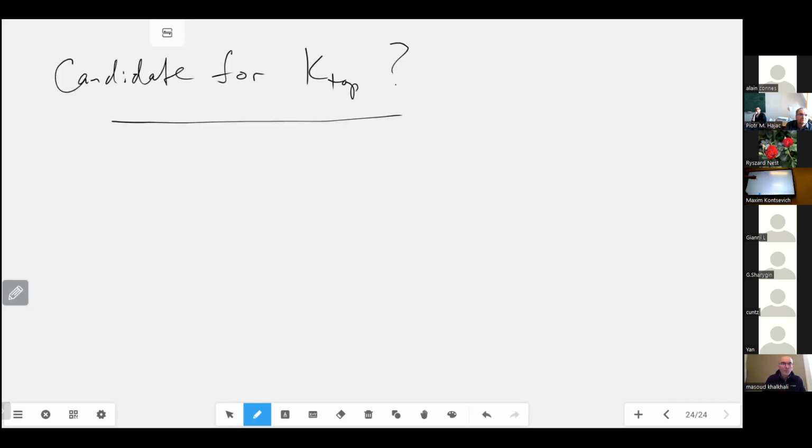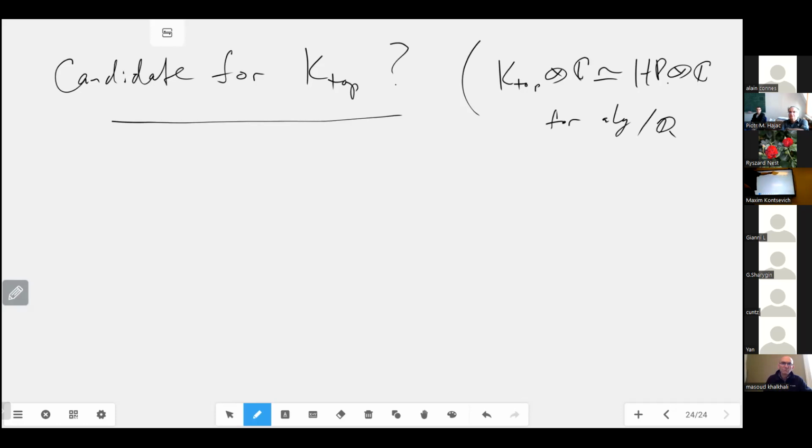There was something which I promised. A candidate for topological K-theory, and in the best of worlds, topological K-theory multiplied by complex numbers should be isomorphic to periodic cyclic homology multiplied by complex numbers for algebras over Q. It will be an analog of the Deligne theorem, like an analog of Betti cohomology. The Chern character should be rational. Rational coefficients, yes, isomorphic.